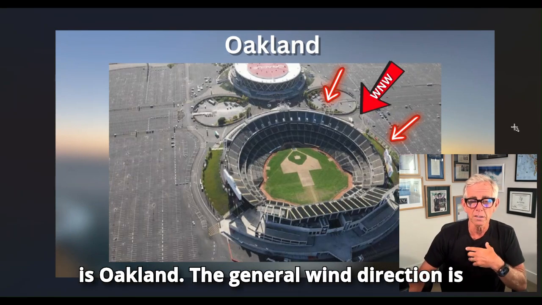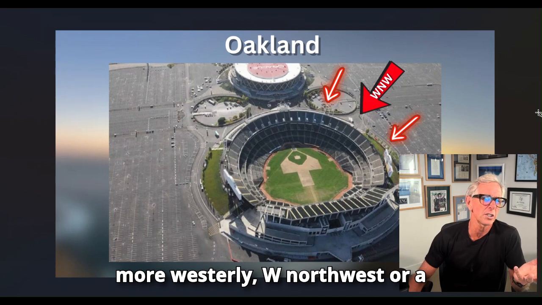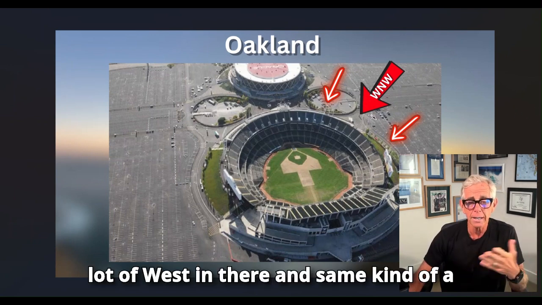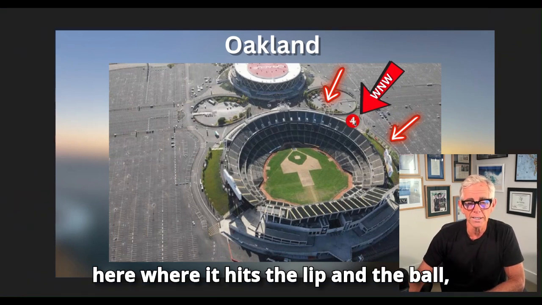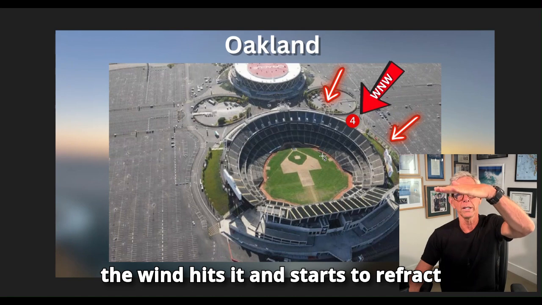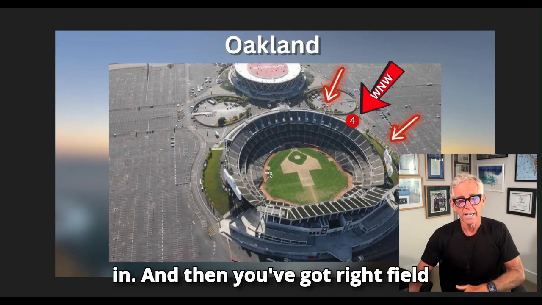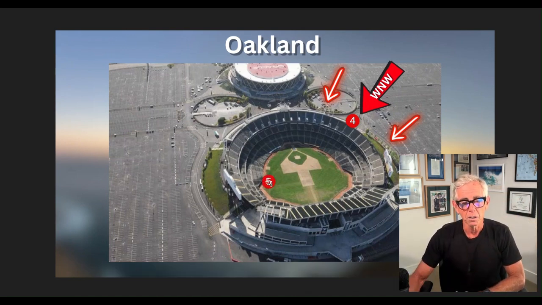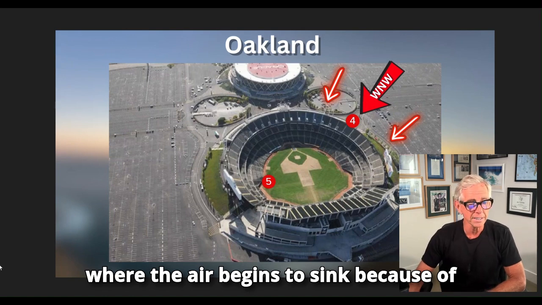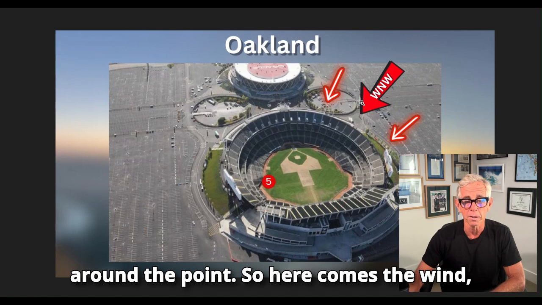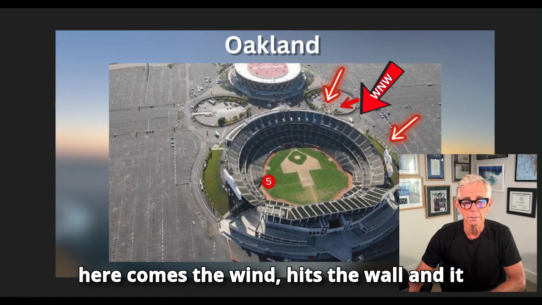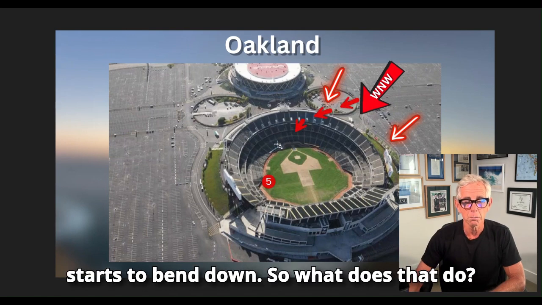This is Oakland. The general wind direction is more westerly, west-northwest, or a lot of west in there. And same kind of a thing, right? You've got this area here where it hits the lip and the wind hits it and starts to refract in. And then you've got right field where the air begins to sink because of that, the wave coming around the point. So here comes the wind, hits the wall, and it starts to bend down.